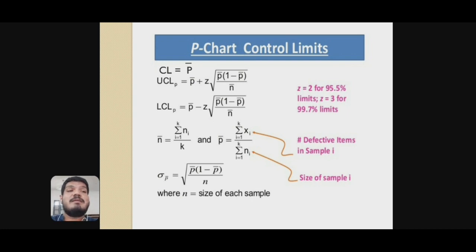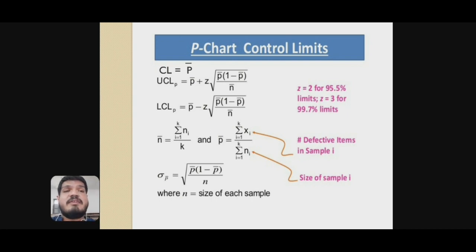Right, and Z can be 2 or Z can be 3, but basically we are going to take Z as 3 as 99.7% limits. Okay. Now the formula to find out n bar is summation ni upon k, and the formula to find out p bar is summation xi upon n. That is, xi means defective items in a sample and n means size of the sample. So sigma can be given by under root of p bar into 1 minus p bar upon n, where n is the size of each sample. I already told you that n is the size of each sample, right.